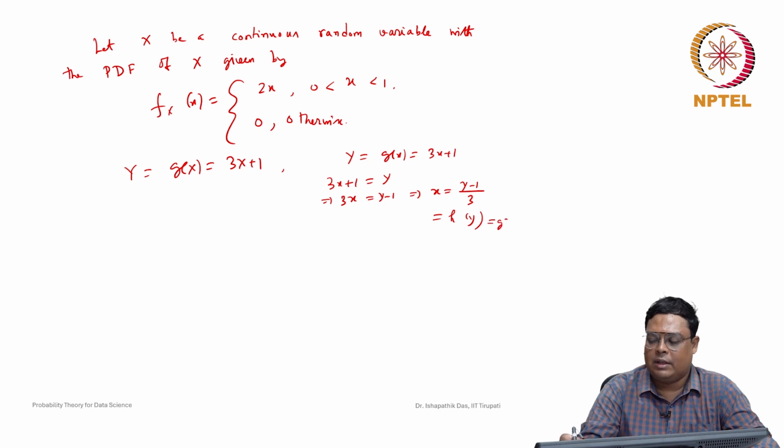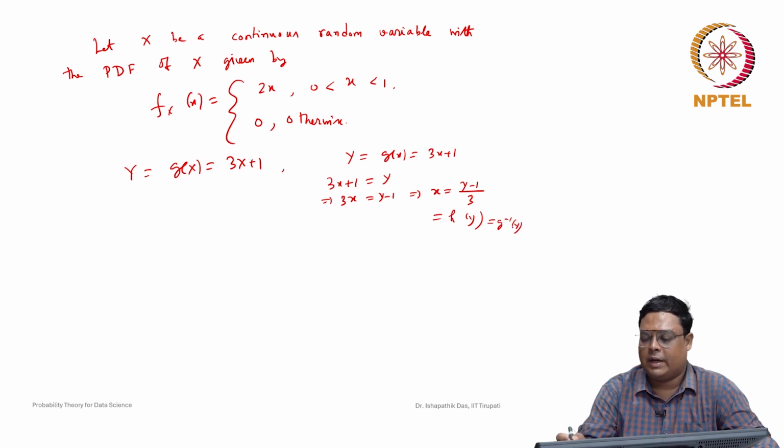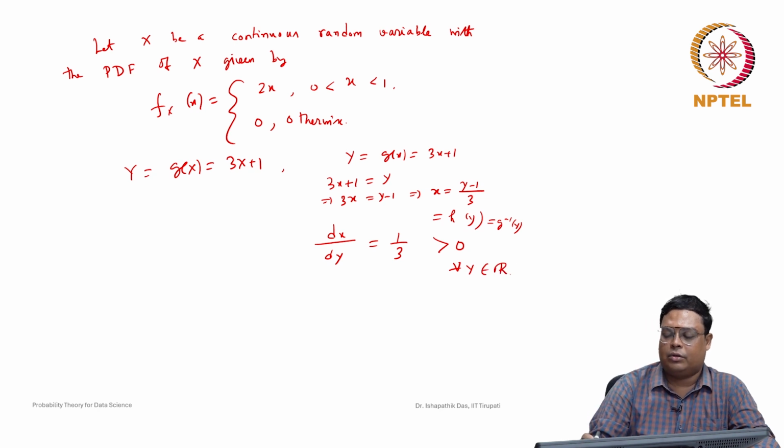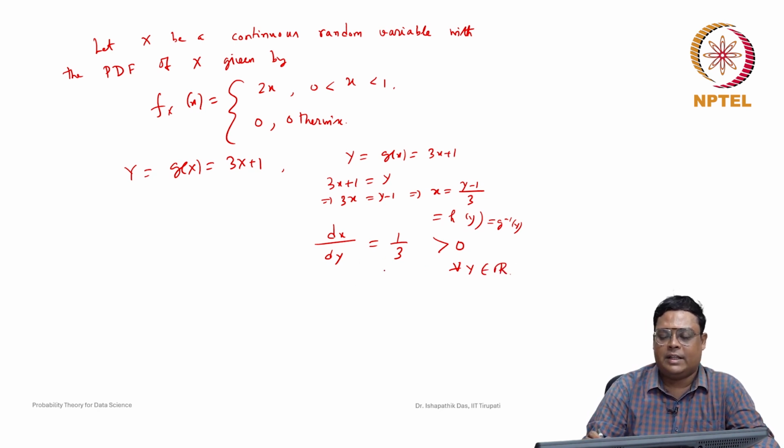So this is the inverse of the function y, x is equal to g inverse of y, which is (y minus 1) by 3. So what will be dx/dy? dx/dy will be nothing but 1 by 3, which is always greater than 0 for y belonging to the real numbers. Since it is always greater than 0, it is a strictly increasing function.